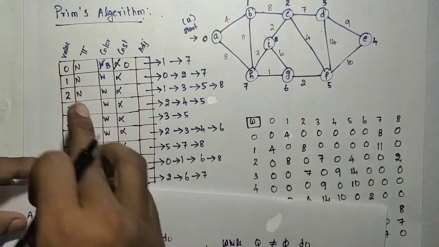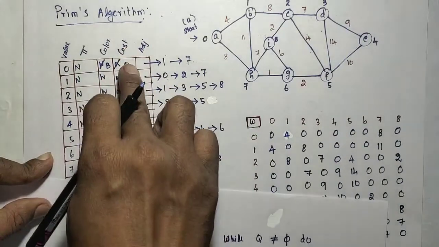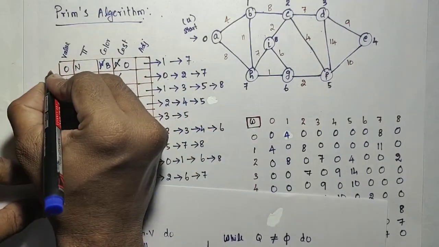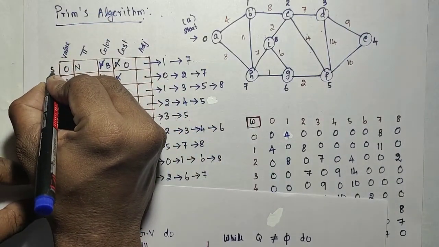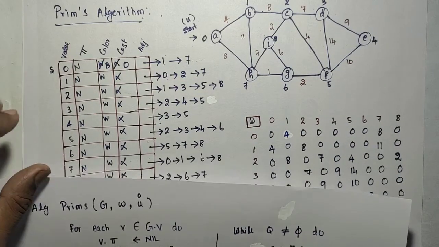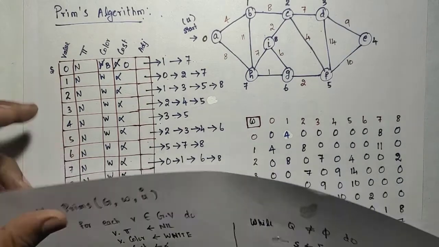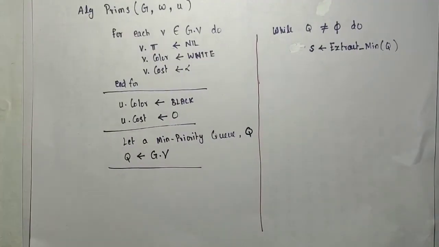Here, which one is marked as S now? The least cost is 0, so that will be extracted from the queue and marked as visited.